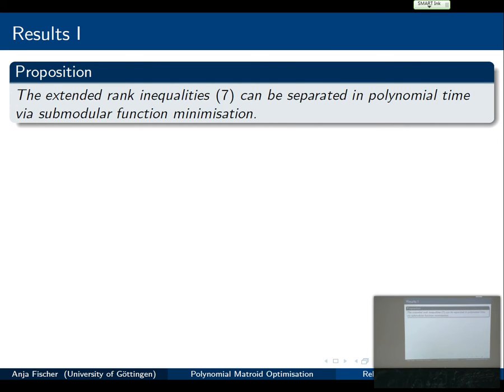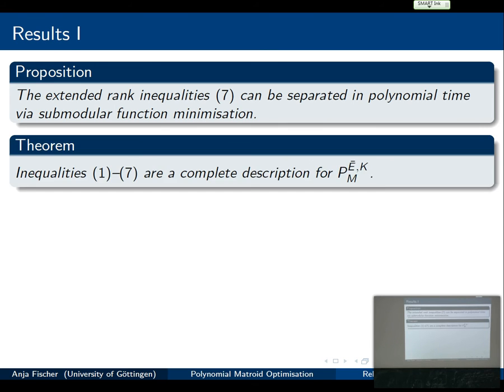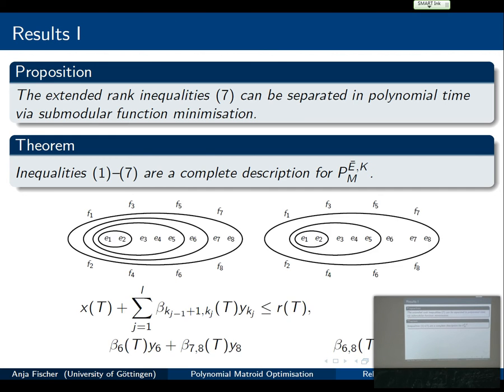So the first nice thing of these rank inequalities is we can separate them in polytime, but here more directly via submodular function minimization. So we just assume that we have some arbitrary Matroid, so this is the best thing we can hope for. And then the formulation I showed you, canceling out the inequality conditions, we really get a complete description of our polytope. So that's nice.